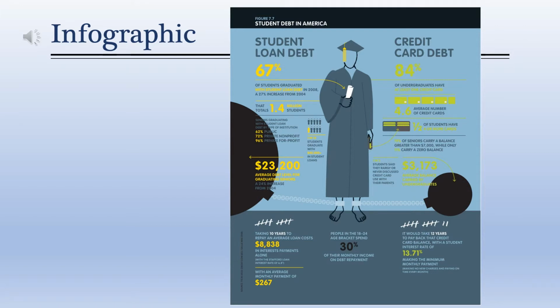So let's think about the images in the infographic. Note the graduate is kind of genderless and faceless. This is so that we can all imagine ourselves in that place. And note that the ball and chain of credit card debt is significantly smaller than the ball and chain of student loan debt. So most graduates from college will have less credit card debt than they will have student loan debt. So the visuals have a huge impact.